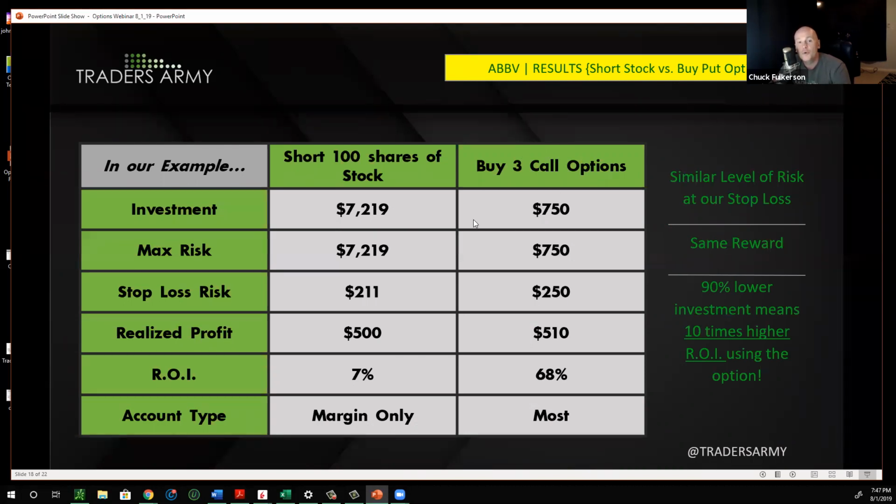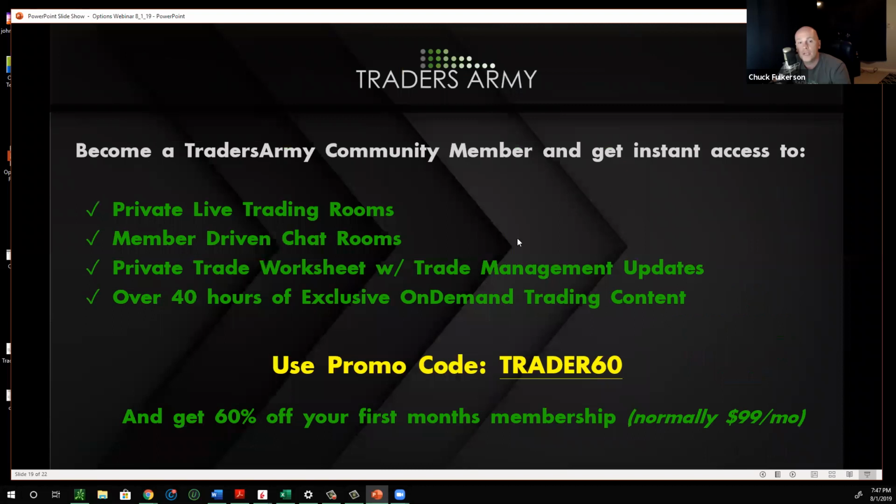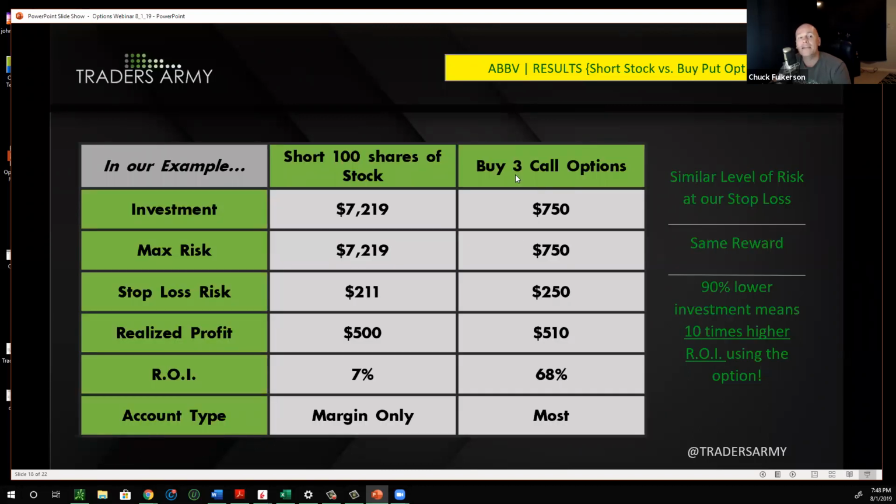I can do the option in an IRA. I cannot short the stock in an IRA. Okay? That's an important thing to remember. I can do the option in an IRA. I cannot do the stock in an IRA. Does that make sense to everybody?